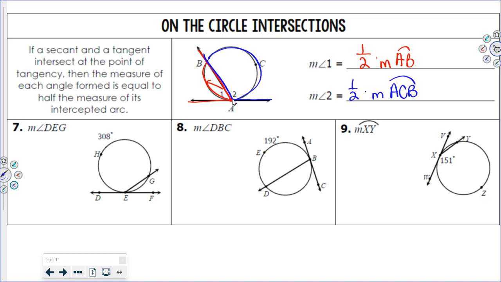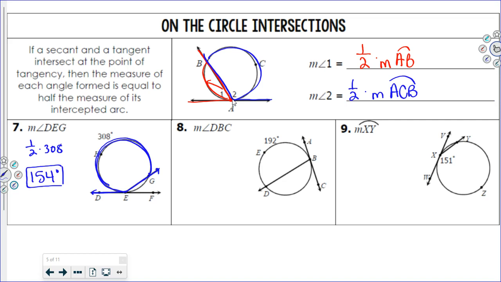So again, we're not going to do every problem. We're going to look here, we'll see what we can figure out. If you look at number 7, we've got DEG here. It forms this arc. Again, think about those angles as like arms. It's hugging this part here. So we're going to do 1/2 times 308, which gives me 154 degrees for that angle measure, and you are done.